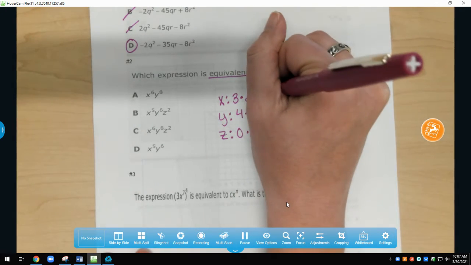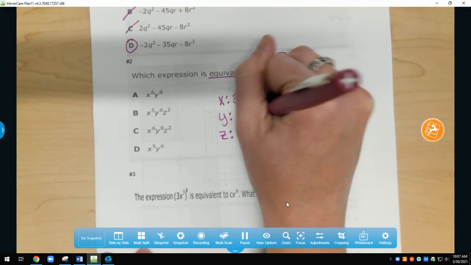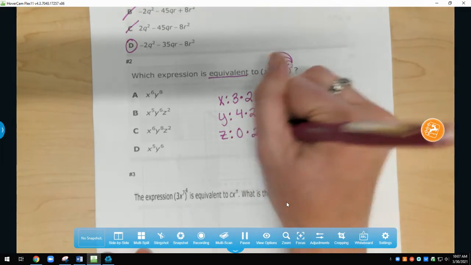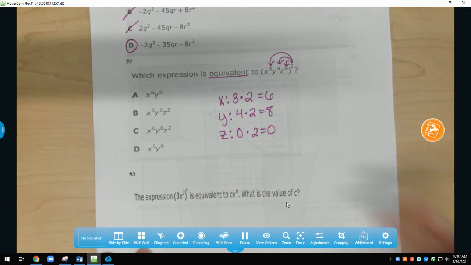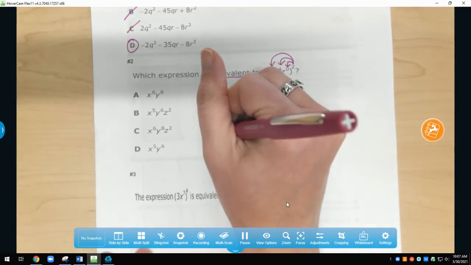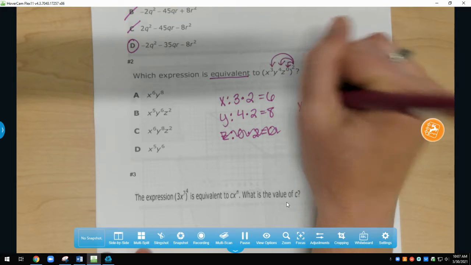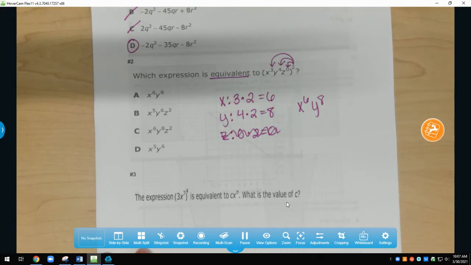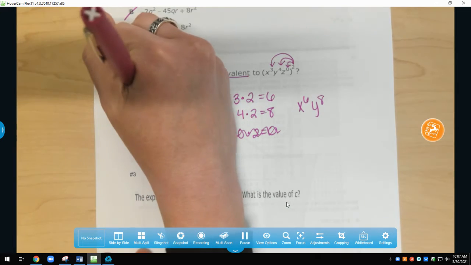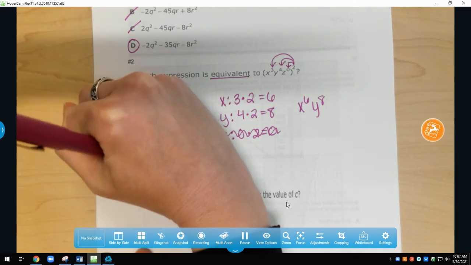So 3 times 2 is going to give me 6. 4 times 2 is 8. 0 times 2 is 0. Since this exponent is 0, I don't need the z. So I'm just going to end up with x to the 6th, y to the 8th. So it should be A.